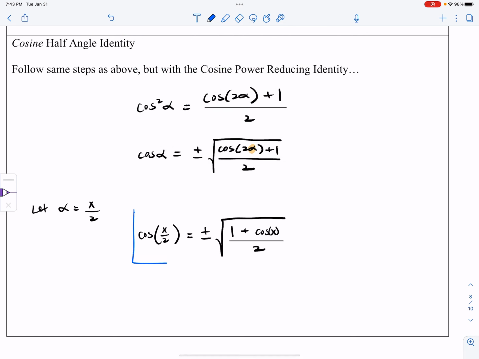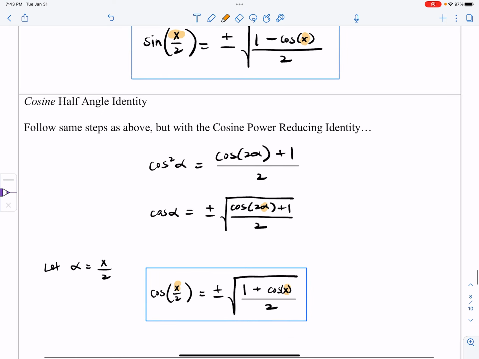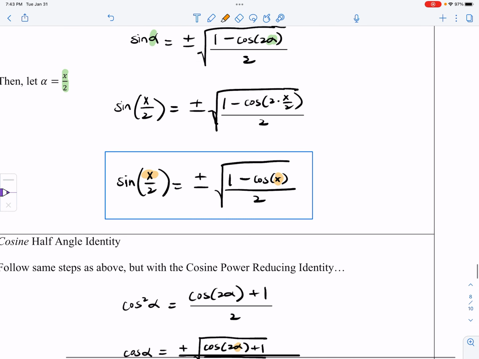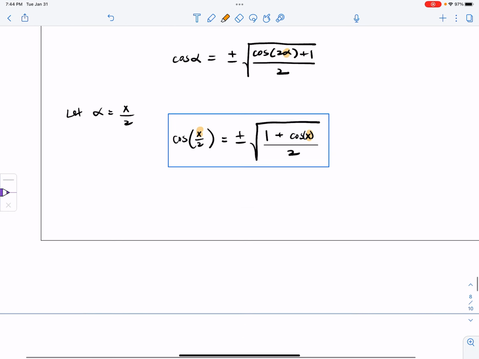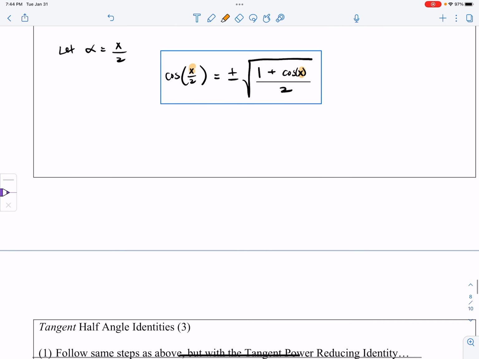Again, those variables just have to match, but you could use any variable, right? So that is the half-angle identity for cosine. And plus or minus does matter. It matters which one. Those represent two different identities, or two different values of sine or cosine, because sine or cosine could be positive or negative. And we'll get into problems where we have to determine whether or not we want to use plus or minus.